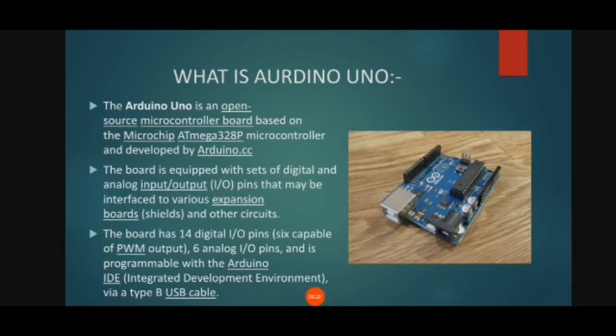The Arduino Uno has a number of facilities for communicating with the computer, another Arduino board or other microcontrollers. The ATmega328 provides UART TTL serial communication, which is available on digital pins 0 and 1. And the ATmega16U2 on the board channels this serial communication over USB and appears as a virtual COM port to software on the computer. The 16U2 firmware uses the standard USB COM driver and no external driver is needed. However, on Windows, an INF file is required.